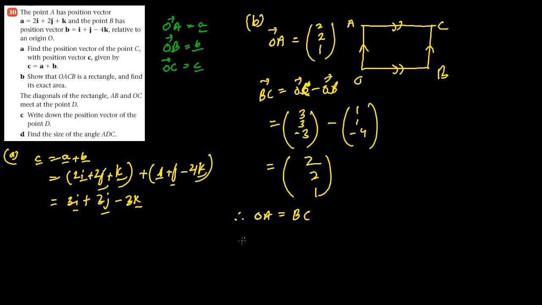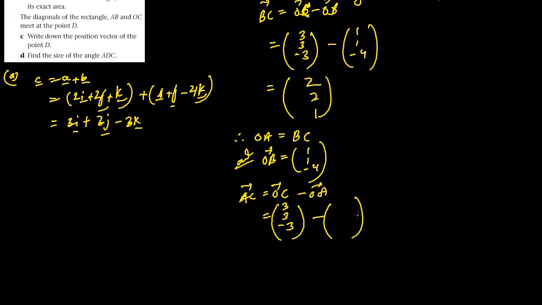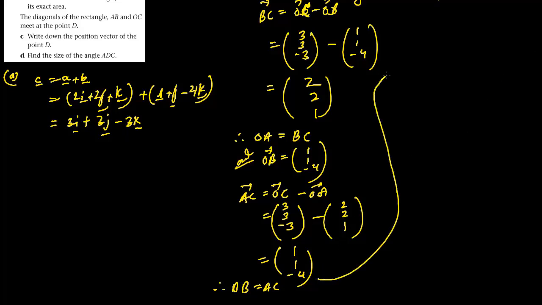Then this one, OB and AC. OB is i plus j minus 4k: 1, 1, minus 4. And then we have AC. AC is going to be OC minus OA. OC is 3, 3, minus 3, and OA is 2, 2, 1. It turns out to be 3 minus 2 is 1, 3 minus 2 is 1, and minus 3 minus 1 is minus 4. Again, it is exactly the same. So OB is equal to AC. Since the opposite sides are equal and parallel to each other, we can write, hence OACB is a parallelogram.